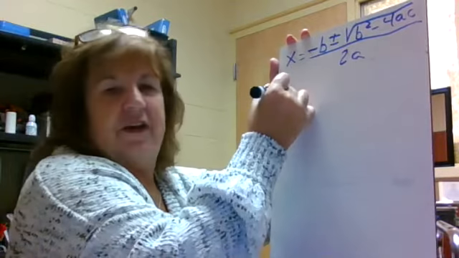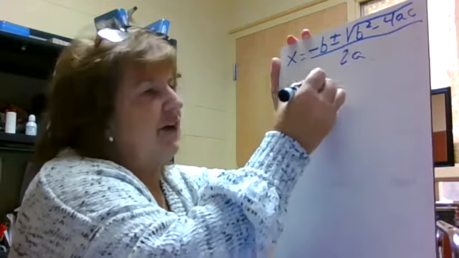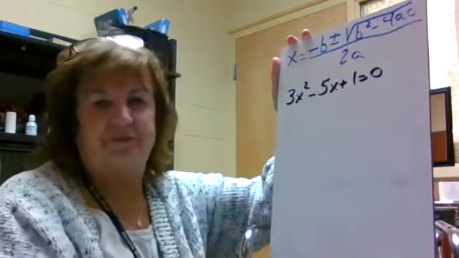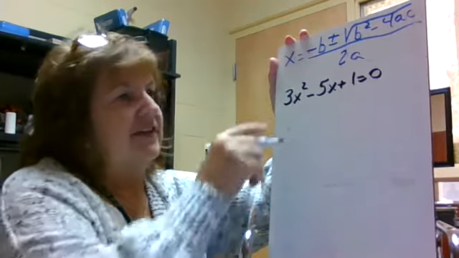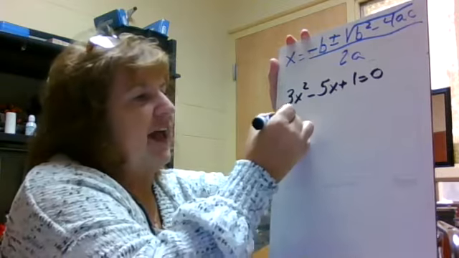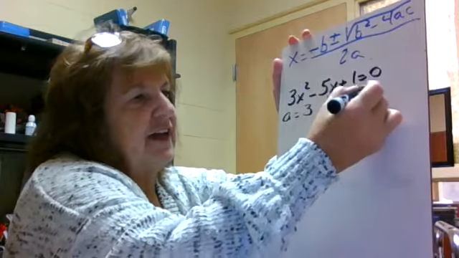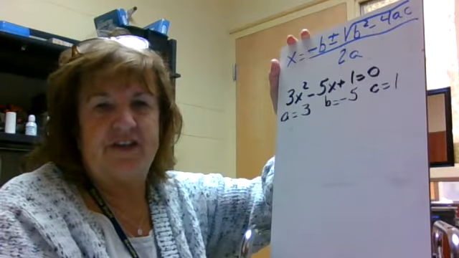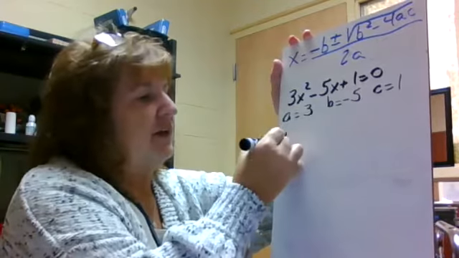Number 6 on the quiz is 3x squared minus 5x plus 1 equals 0. Okay, this is in standard form, so we're ready to use the formula. A is 3, B is -5, and C is 1. Again, this is question 6 on your quiz. So go ahead and plug them in.